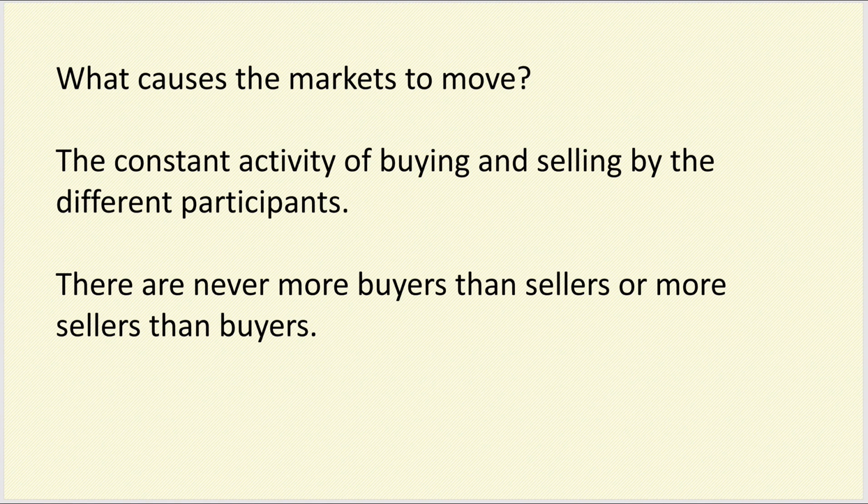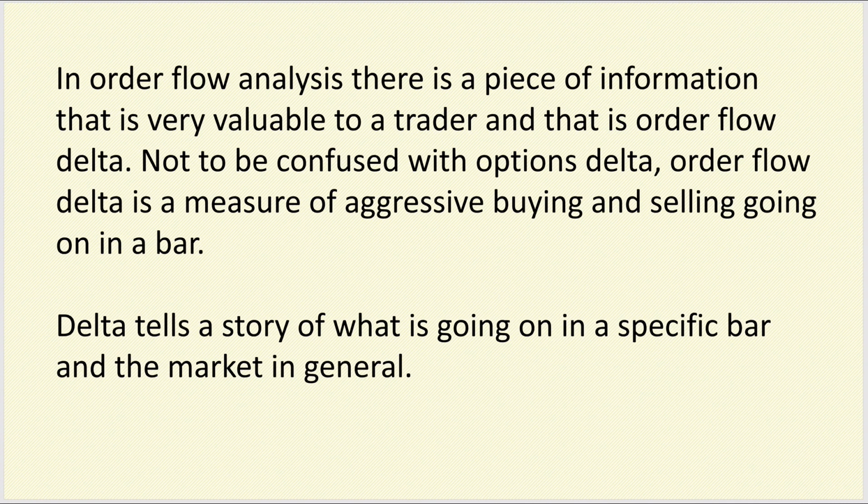And what delta does is it highlights to you who's in charge, the aggressive buyers or the aggressive sellers. Now, in order flow, there's a piece of information that's very valuable to a trader, and that's order flow delta. Don't confuse this with options delta. Order flow delta is a measure of aggressive buying or aggressive selling going on in a bar. Delta tells a story of what's going on in a specific bar, and when you start putting the bars together, you get a feel for what the market is doing in general.